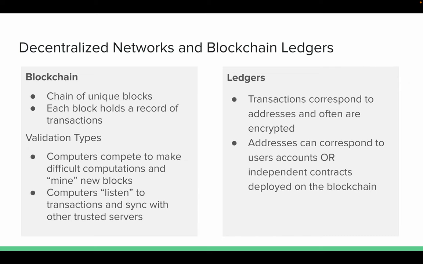Basically, what these blocks contain is the blockchain ledger. Now, within the ledger, transactions correspond to addresses, and under many frameworks, the information that is hosted on the ledger is encrypted. The addresses can correspond to two things: either user accounts, so the address of what we will learn later is your wallet or your account, or in some cases on Ethereum, for example, the addresses can correspond to independent contracts that are deployed on the blockchain. Now, we will learn what smart contracts are very soon.